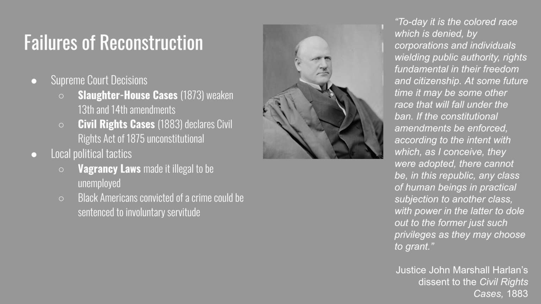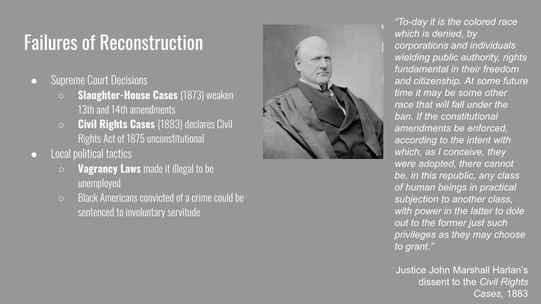There are two Supreme Court decisions that are important in how they stripped away African American rights. The Slaughterhouse cases in 1873 weakened the 13th and 14th Amendments. The Civil Rights cases in 1883 declare the Civil Rights Act of 1875 unconstitutional. The Civil Rights cases are more important because they limit Congress's ability to enforce these constitutional amendments that try to guarantee the rights of citizens. There wasn't unanimous consent in the court in the Civil Rights cases.